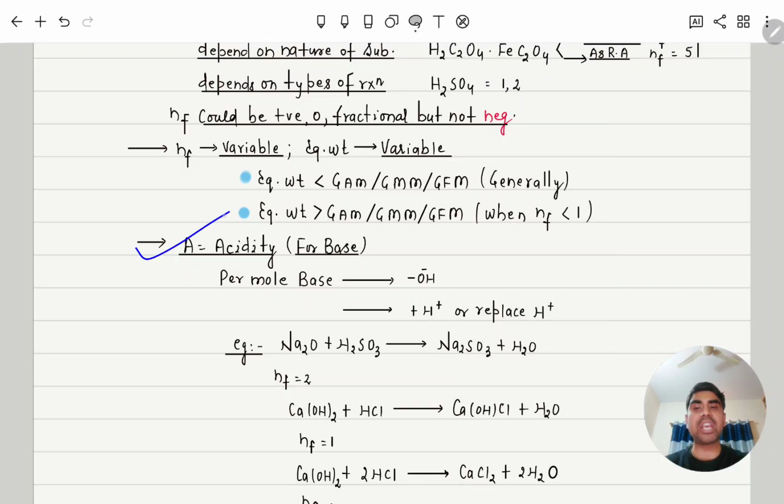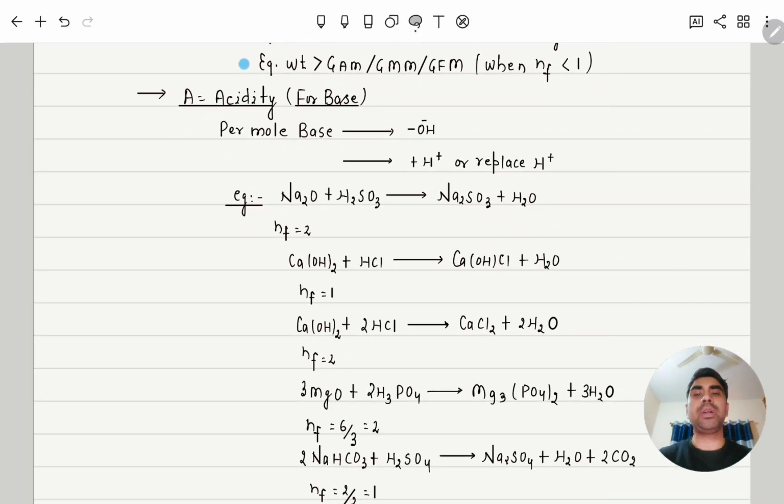So let's start with the first, A. A is acidity, defined for base. Per mole of base, how much OH minus it is furnishing, that is called its acidity, and that is its n factor. Or, by a second definition, per mole of base, how much H plus it is accepting, or how much H plus is replaced due to its presence, that is also called n factor.